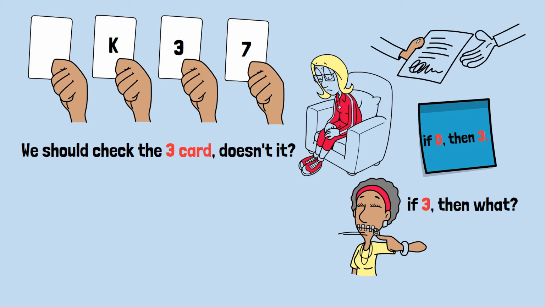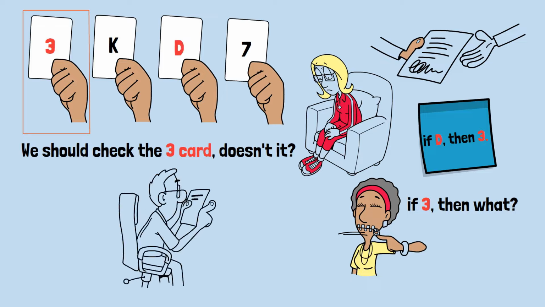We know that all D cards must have 3s, but we have no idea what letters might appear on the backs of 3 cards. If we flip the 3 and find it doesn't have a D on the back, that's perfectly fine. The rule doesn't require all 3s to have Ds, only that all Ds must have 3s. If we flip it and do find a D, that's also fine. Either outcome is consistent with the rule, which means checking this card tells us nothing useful.